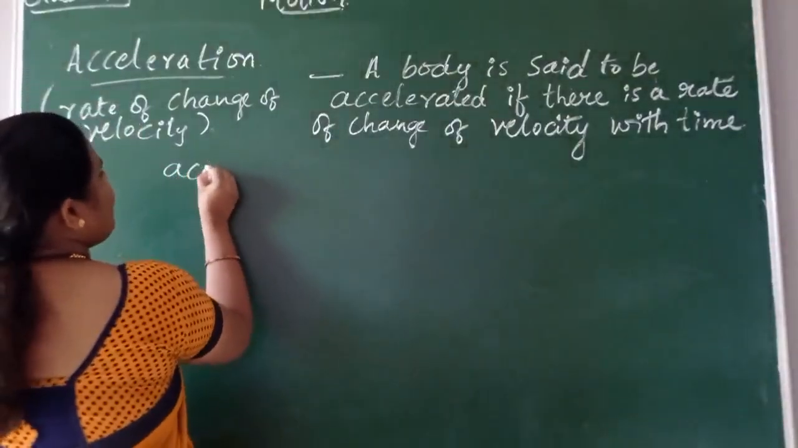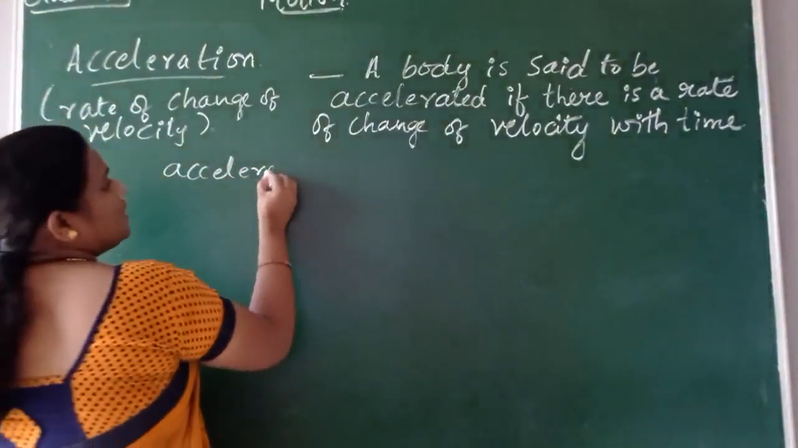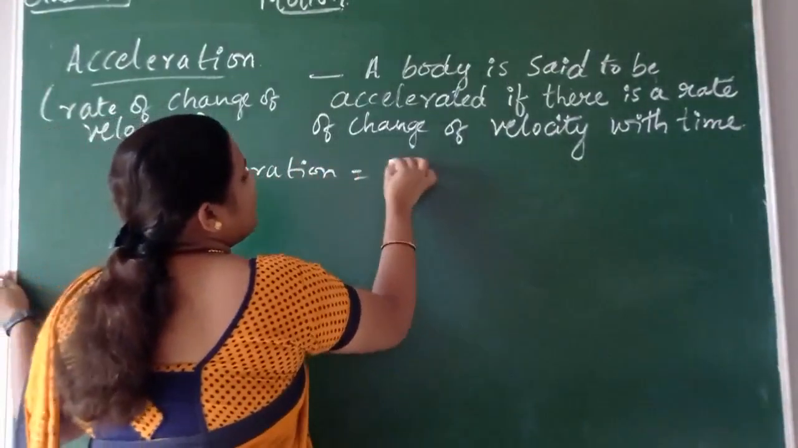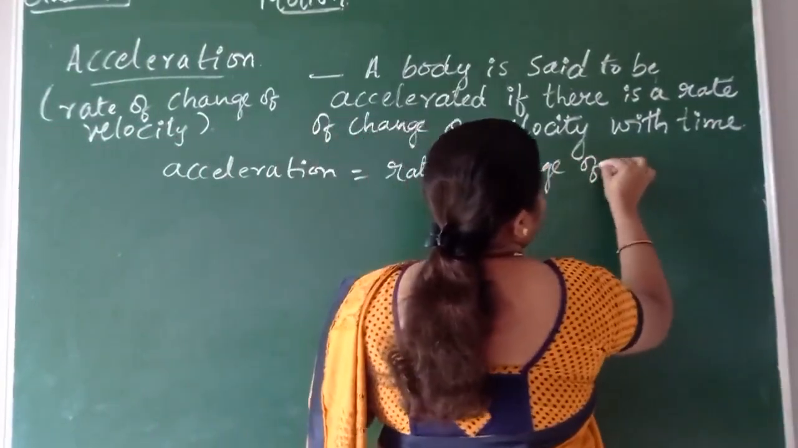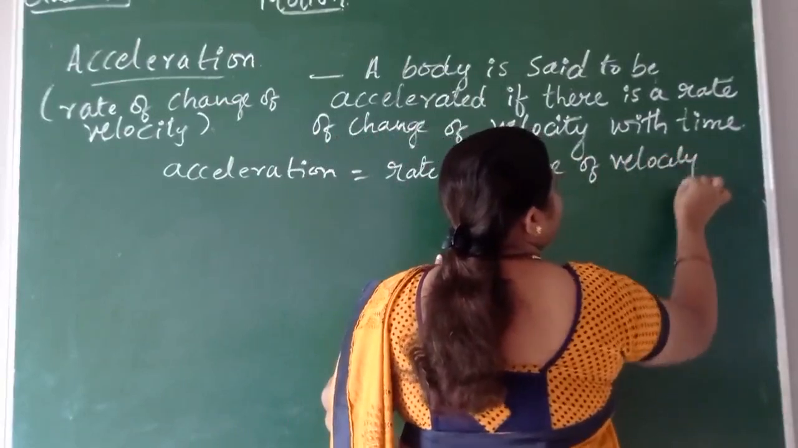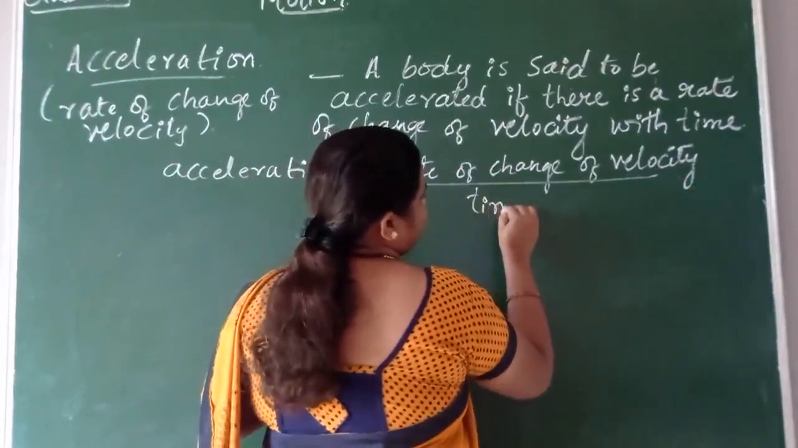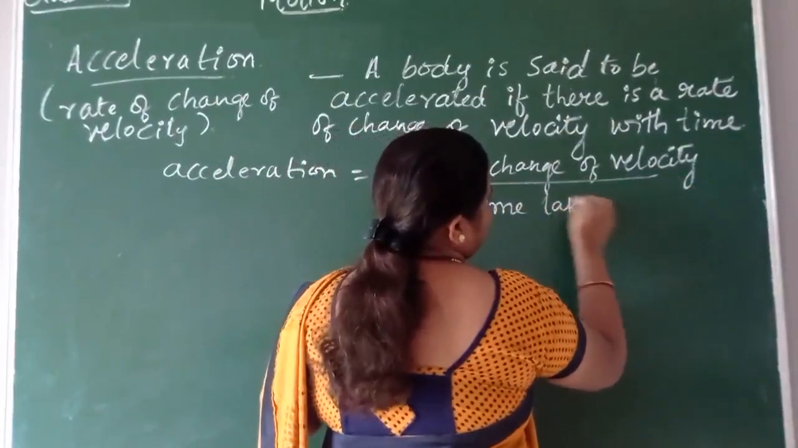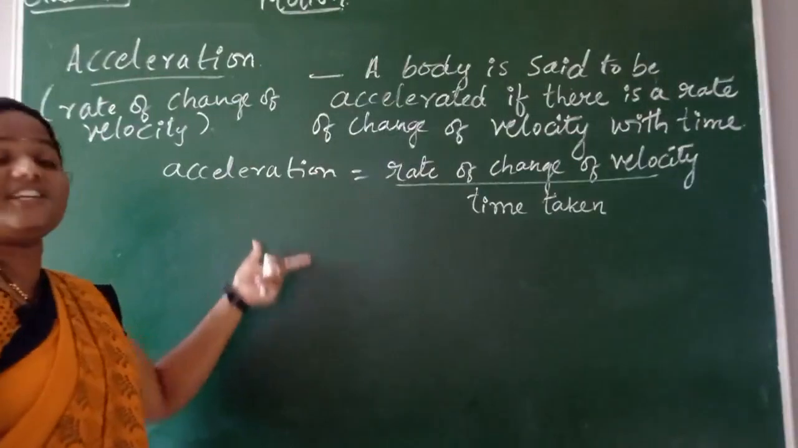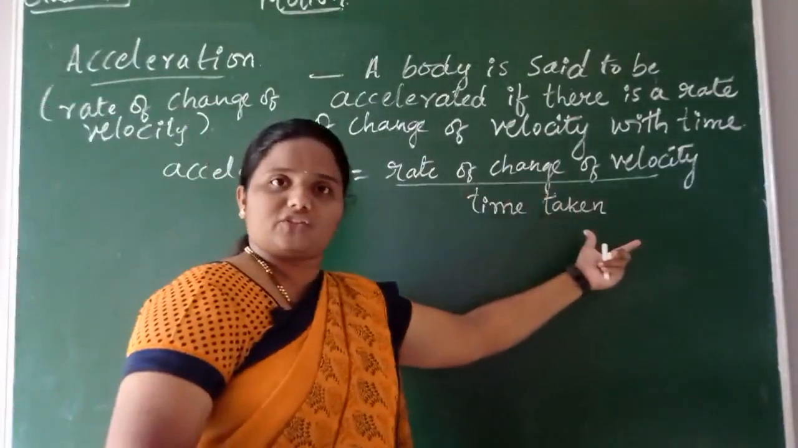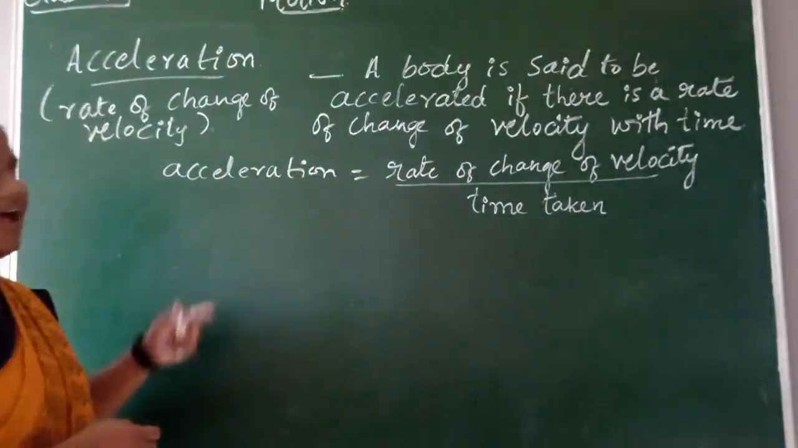So in the expression form we will write, children, for acceleration always use a small letter. So acceleration is nothing but the rate of change of velocity divided by time taken. Isn't it, children? The definition says that acceleration is nothing but the rate of change of velocity with time taken.